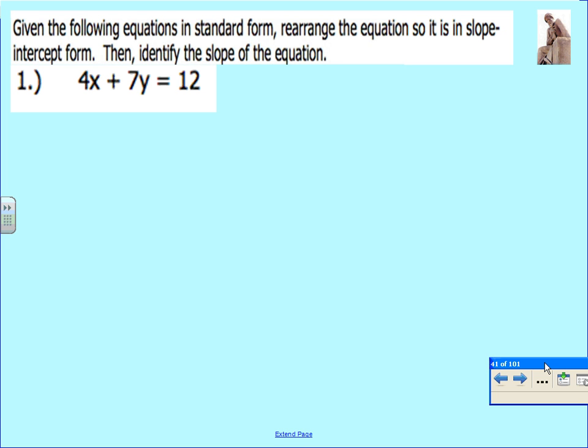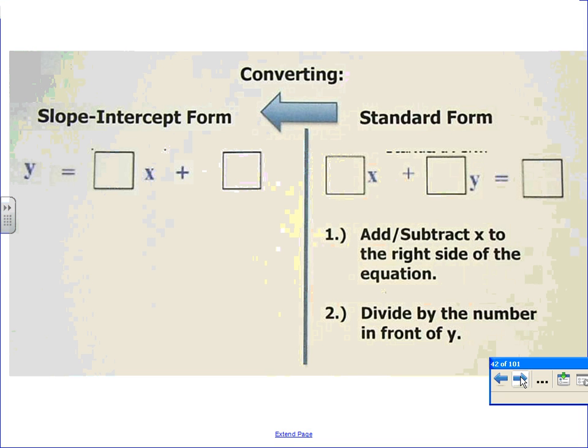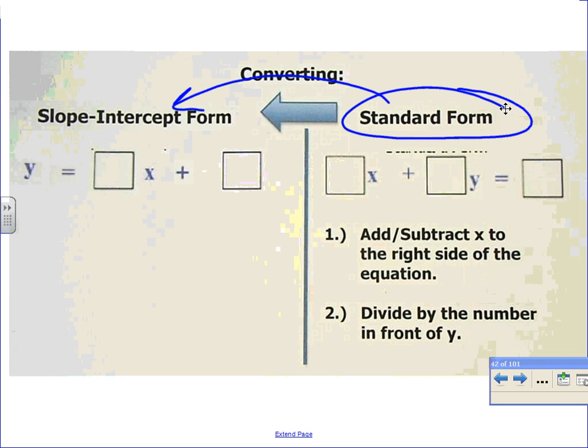So how do we do this? Mrs. Warnock in her video talked about going from slope-intercept to standard form, and she gave you a template with steps. Well, I'm going to give you the same thing, but now going from standard form to slope-intercept form. So I want you to write down either at the top or the side of that paper these 2 steps, and make sure you put at the top going from standard form to slope-intercept form.